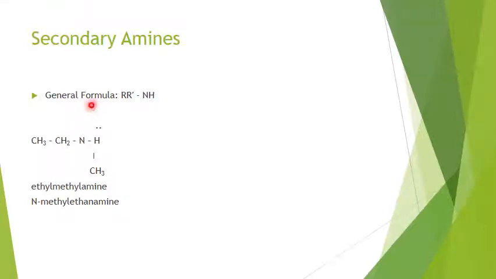Secondary amines: the nitrogen will have two carbons attached to the nitrogen. Again, they're fairly simple to name. You just name the groups. This is ethyl and this is a methyl, so it's called ethylmethylamine. This is also a secondary amine because there's a nitrogen with two carbons attached. This would be dimethylamine.